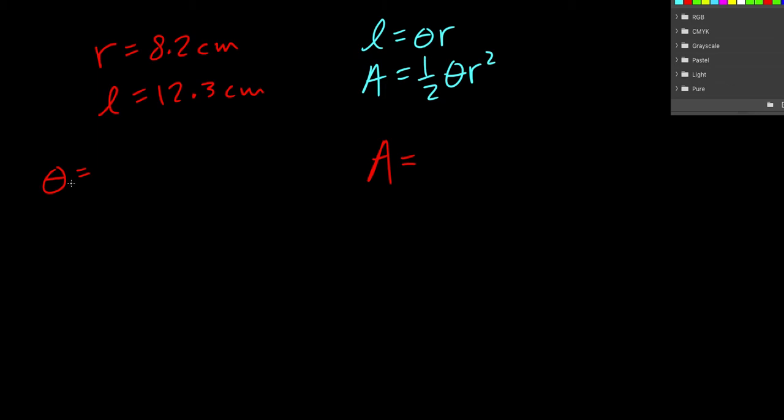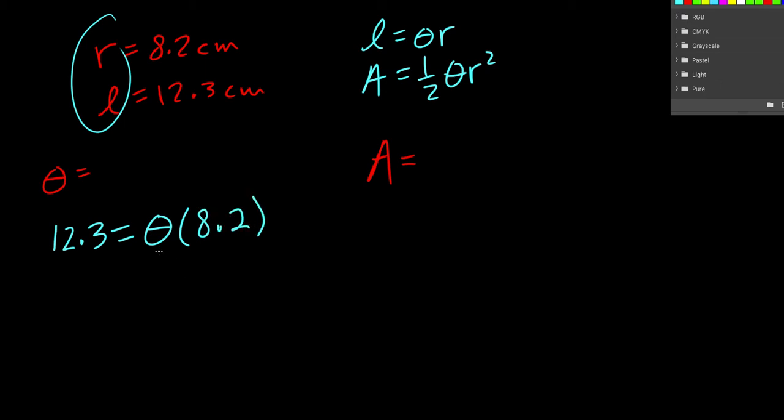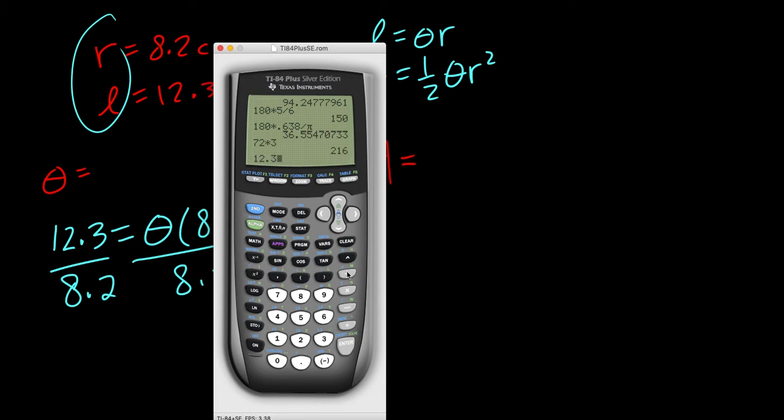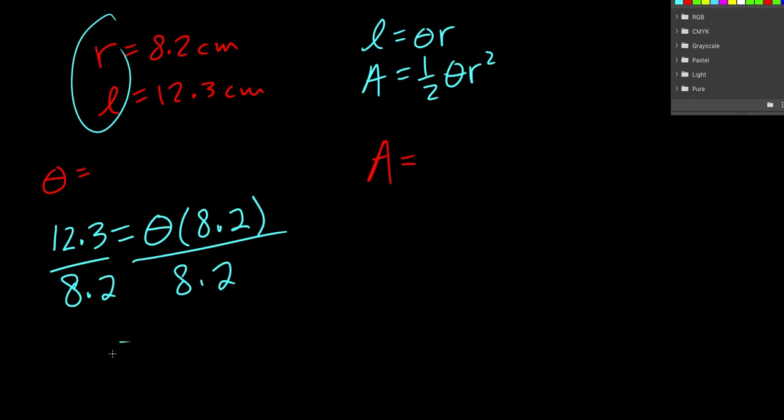So to find theta, we're just going to use these two pieces of information. We're given L, so it's 12.3 equals theta times R, which is 8.2. And so we need to do a little bit of algebra. Divide by 8.2. Go to our calculator. 12.3 divided by 8.2, and we get 1.5 for theta. And once again, these formulas only work with radian measures, and so that's 1.5 radians.